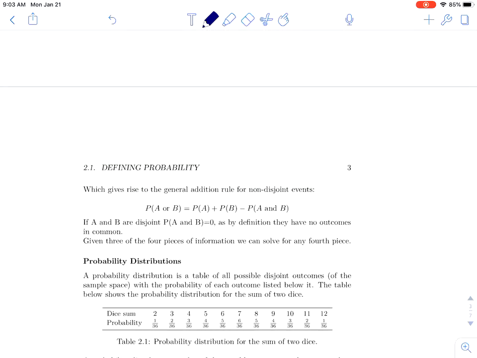So in terms of formulas on your formula sheet, we'll come back to the others up top, but you've got the probability of A or B is the probability of A plus the probability of B minus the probability of A and B.